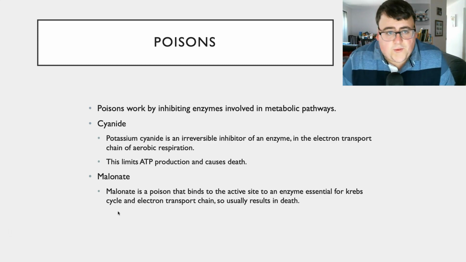So cyanide, otherwise known as potassium cyanide, is an irreversible inhibitor of an enzyme in the electron transport chain of aerobic respiration. Therefore, if it's blocking an enzyme in the electron transport chain, it's limiting the amount of ATP that's going to be produced in the mitochondria. If you're limiting the amount of ATP production, the entire cell runs out of energy and causes death. If that's affecting enough cells, the whole body's going to run out of energy and ATP, and that can lead to the entire organism's death.